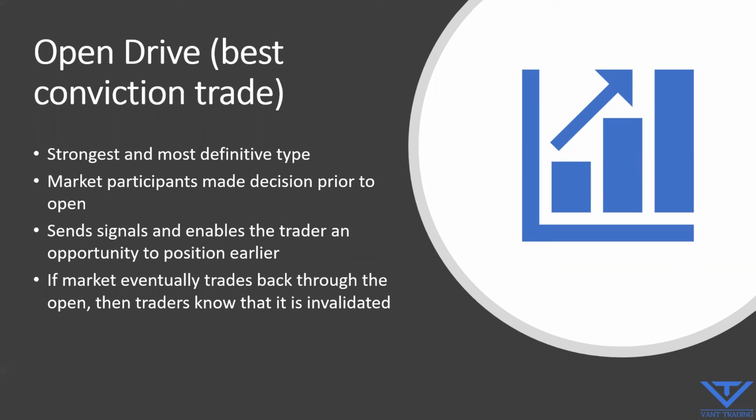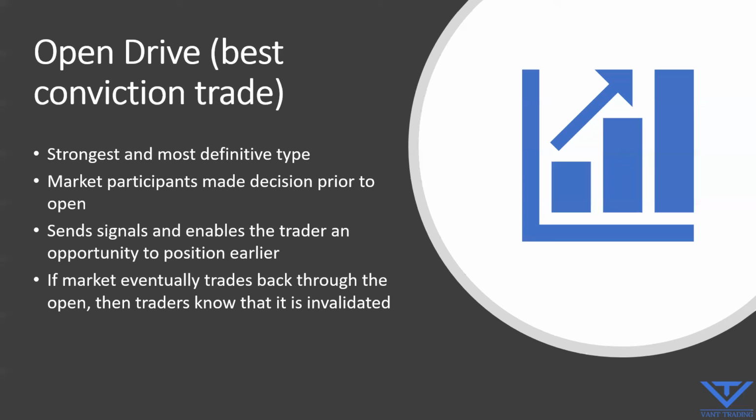Now, if the market in an open drive eventually comes back through the open, then traders pretty much know that this is an invalidated pattern. Are we able as traders, even with all this market profile, volume analysis and pattern recognition, to be 100% exact? Is this a science that we can just run with and never have to worry? The answer is no. The key is to put the odds in our favor so that we can recognize these patterns, get in earlier with the smart money, profit, and lower our risk. That's what we're doing here.